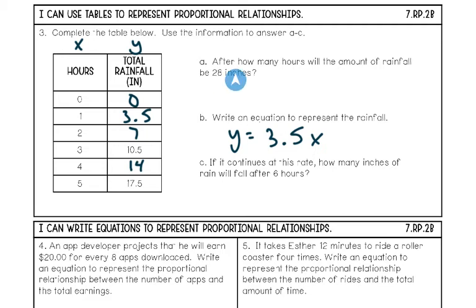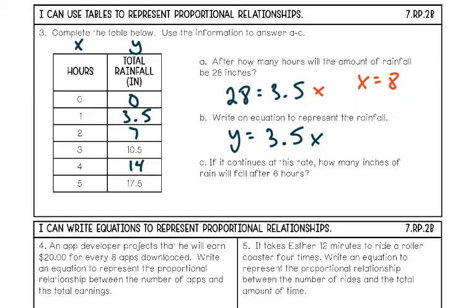So part A says, after how many hours will the amount of rainfall be 28 inches? So the question is asking, after how many hours, x, will it be a total of 28 inches? So you're looking for the missing x in this situation. What times 3.5 will give you 28? You can solve this equation by dividing. If you divide 28, the total, divided by the rate, 3.5, you'll figure out what your missing number of hours is. So if you're looking at this from an algebra perspective, you can write x equals 8.